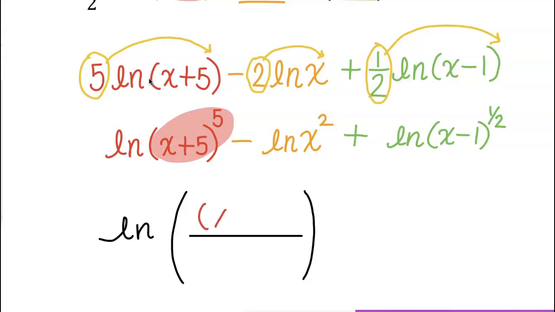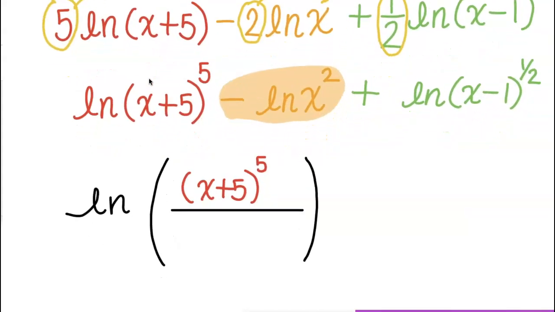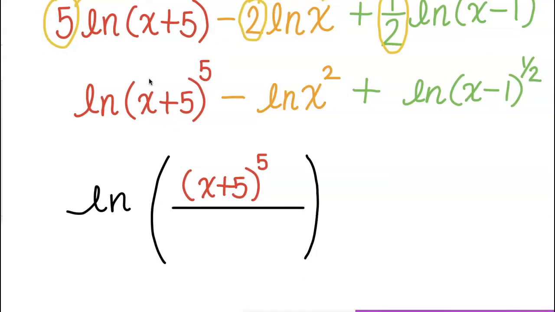So we're going to write x plus 5 to the 5th power. Okay, moving on to the middle term. Look at this. We have negative natural log of x squared. That term is negative. So that log argument of x squared will need to go to the denominator. So we place x squared in the denominator.